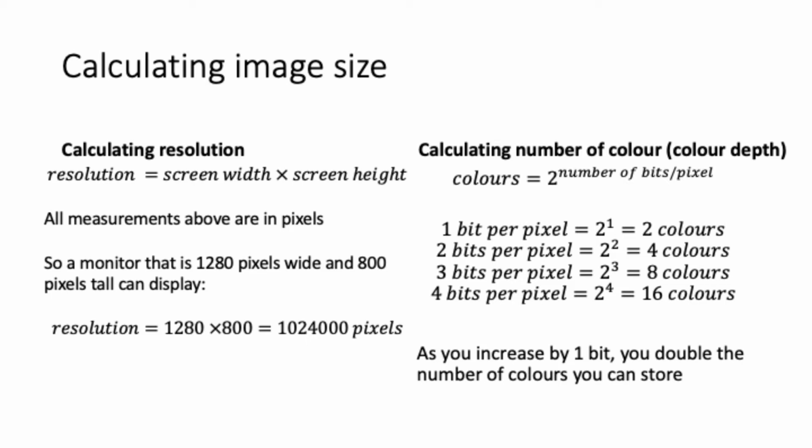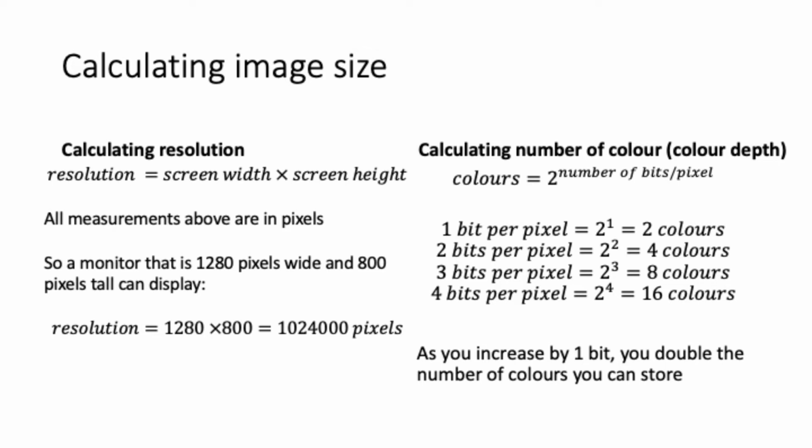To calculate the number of colours, this is called the colour depth. This is 2 to the power of the number of bits per pixel you're given. So if you're given 1 bit per pixel, it's 2 to the power of 1, that's 2 colours. 2 bits per pixel, 2 to the power of 2, 4 colours. Notice the pattern. Every time you add another bit per pixel, you end up doubling the number of colours, and they could ask you to go the other way. So if you reduced it from 5 bits to 4 bits, you would go from 32 colours down to 16.